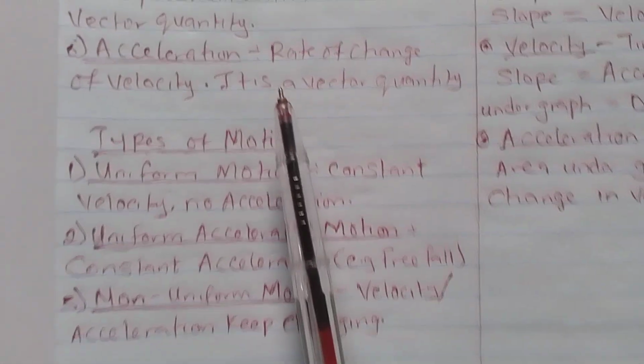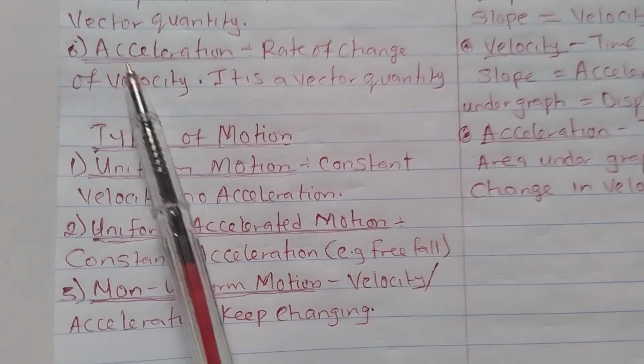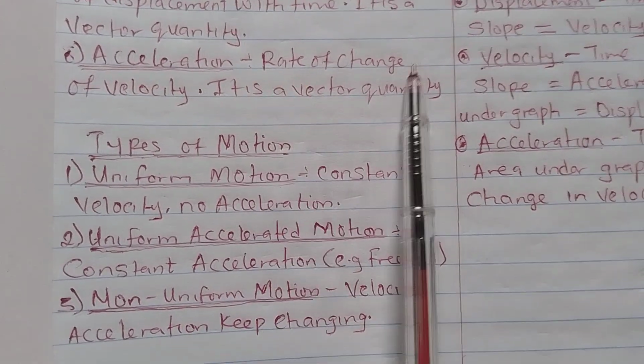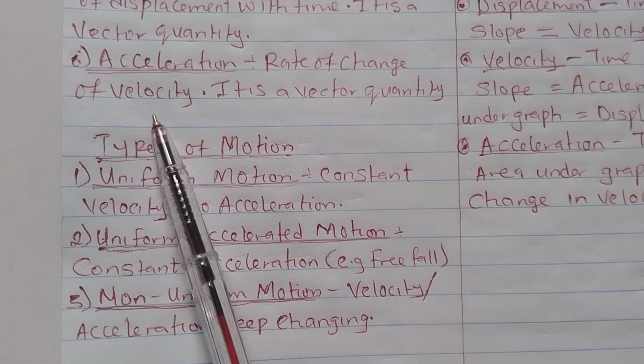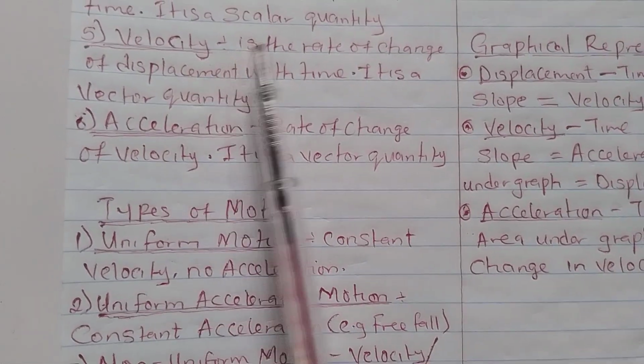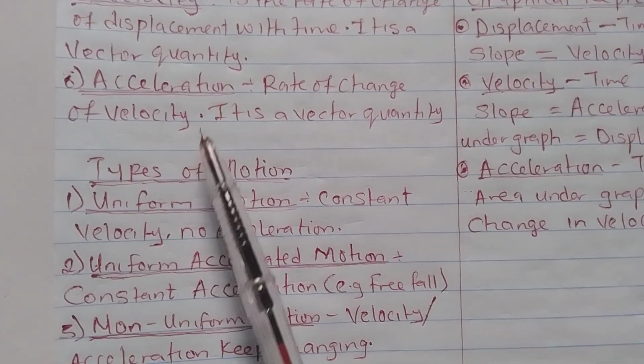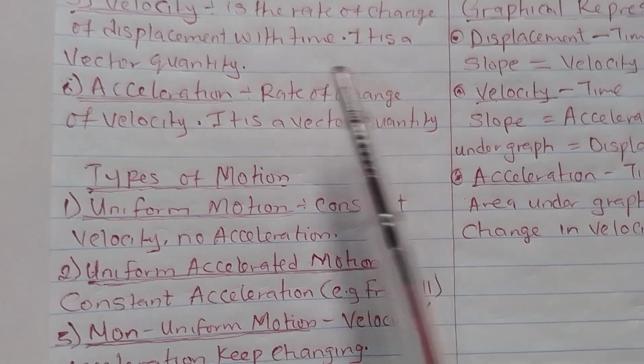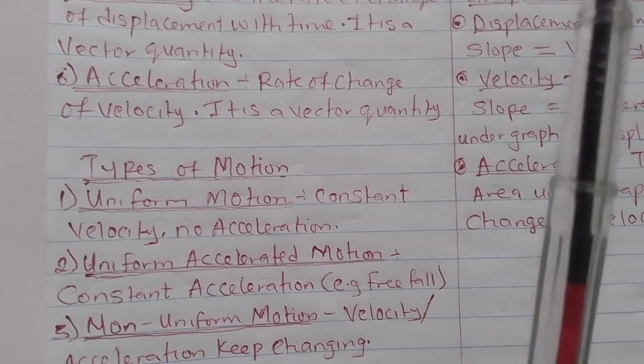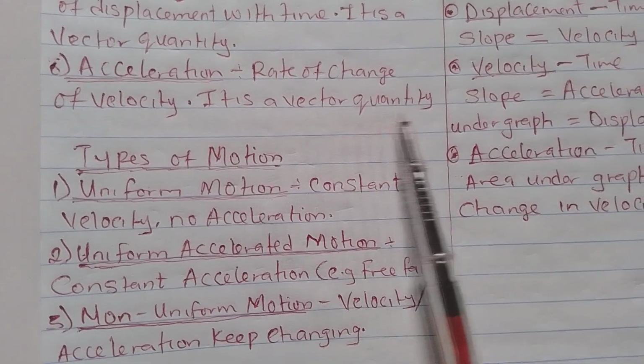To the next one, we have the acceleration. Acceleration is the rate of change of velocity. Now, velocity is the rate of change of displacement with time. For acceleration, it will be the rate of change of velocity with time. So it is a vector quantity.